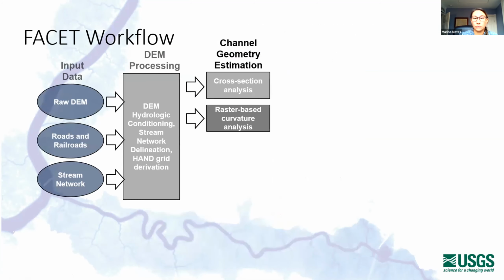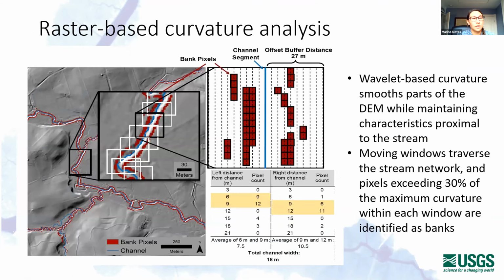And then we also use a raster-based method to identify stream banks. We do this as a way to get a more continuous depiction of the stream banks using our DEM. And we use a wavelet-based curvature to identify possible bank points. After we calculate curvature, we have these moving windows that traverse the stream network.